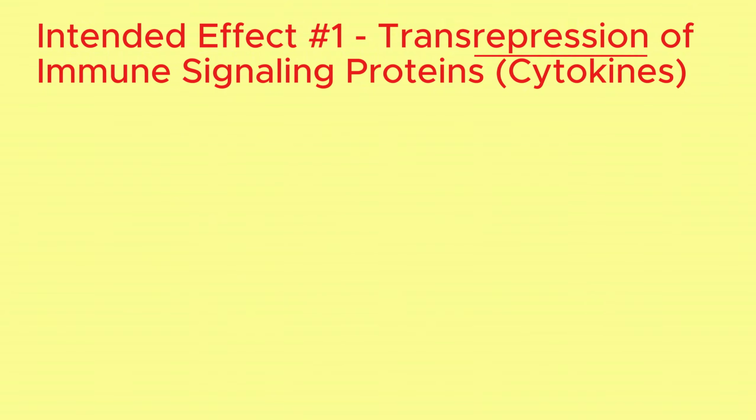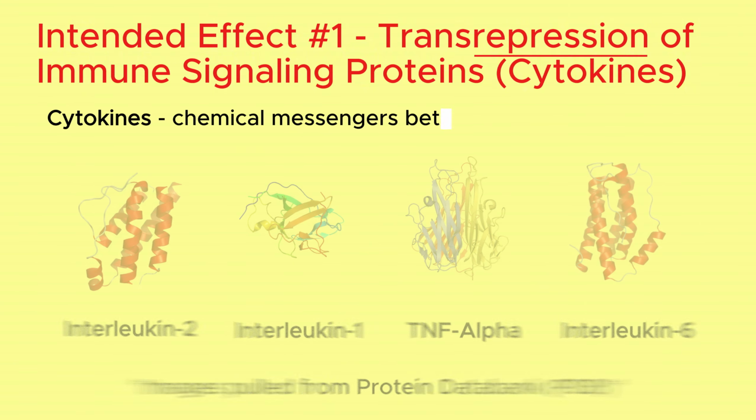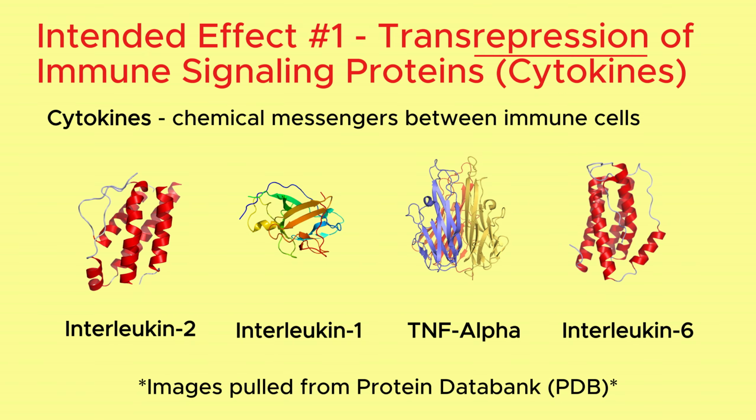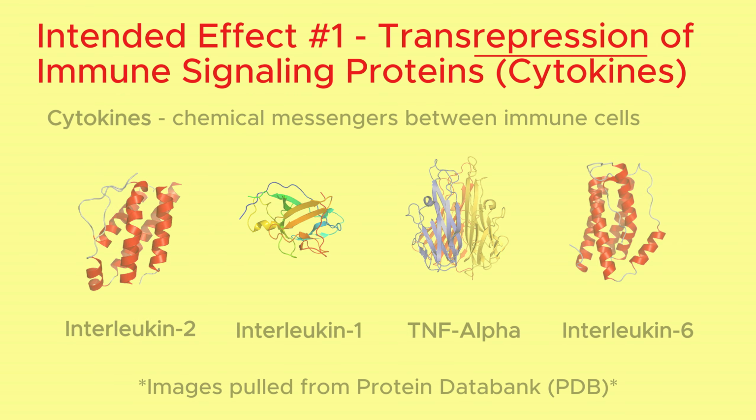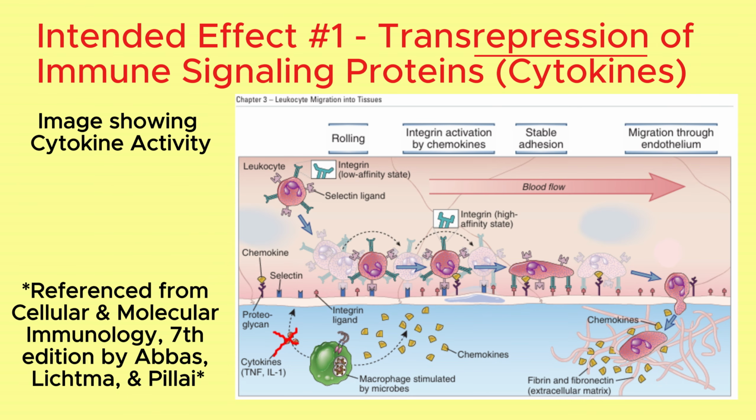Corticosteroids inhibit or downregulate the expression of genes that encode for cytokines. Now, just for a review, cytokines are molecules that serve as chemical messengers between immune cells. So, in the context of using corticosteroids, by suppressing cytokine production, immune cells can't proliferate or mount an inflammatory response.